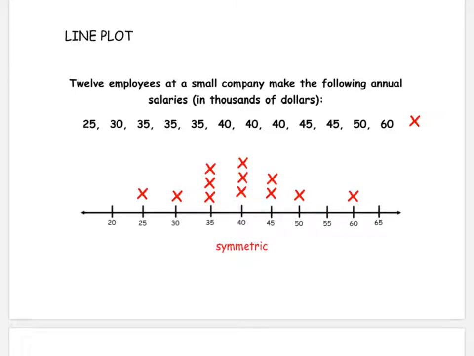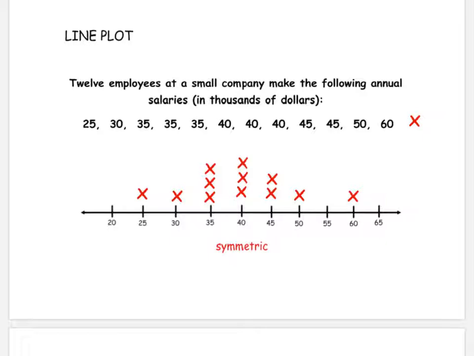We are now looking at data distribution and outliers. So if we take a look at the line plot below, line plots are just constructed by having the numbers on the bottom in equally spaced intervals. So this one counts by fives, 20, 25, 30, etc. And an X is placed on each value. So the first one in the list is 25, so there's an X above the 25. The next one is 30, so there's an X above the 30, and so on.